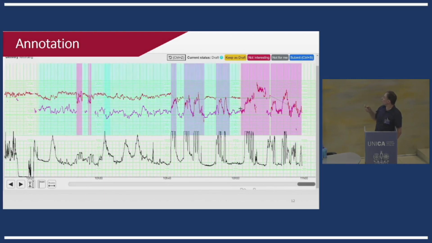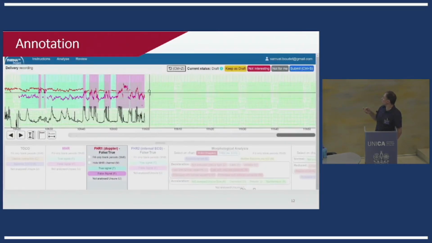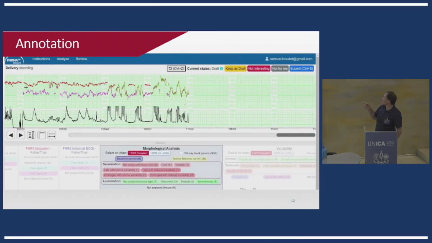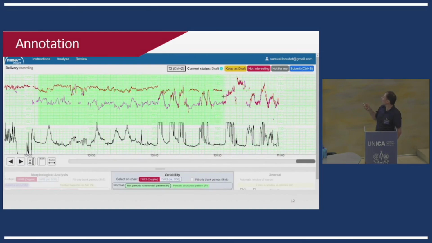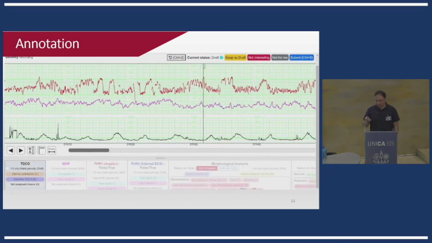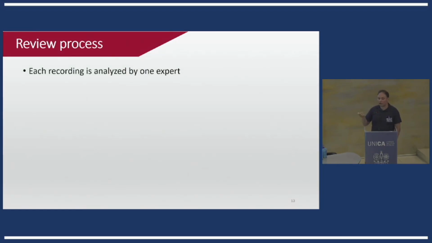Then he'll fill the remaining, saying it's 2 signals. Then you annotate deceleration. There is no deceleration, and it's always baseline. And you annotate the variability. So we see that half an hour was analyzed in 3 minutes. It can be a bit more complicated, but not necessarily.